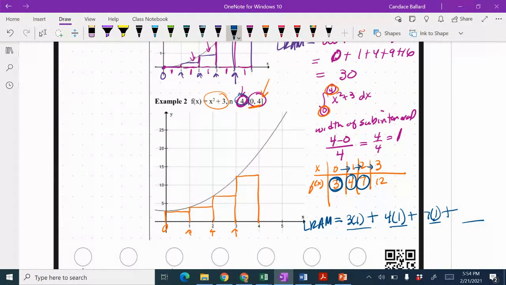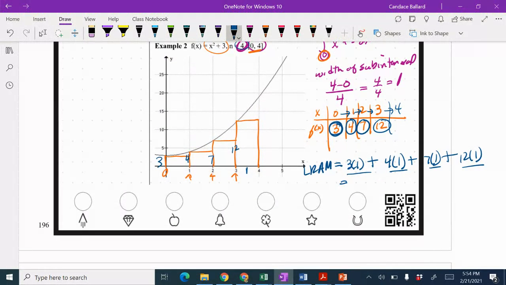I'm missing something. N equals 4. So this would be the height 3, this would be the height 4, this would be the height 7, and this would be the height 12. I still have to have the 4 on there, even though I'm not getting that height. My height is 12, and my distance in between is still 1, because I still have this last rectangle to take care of.